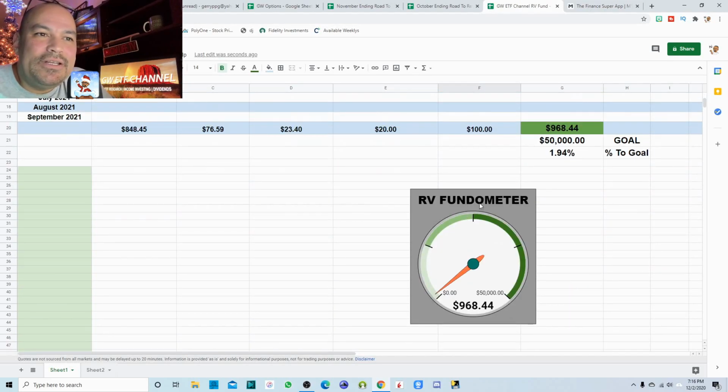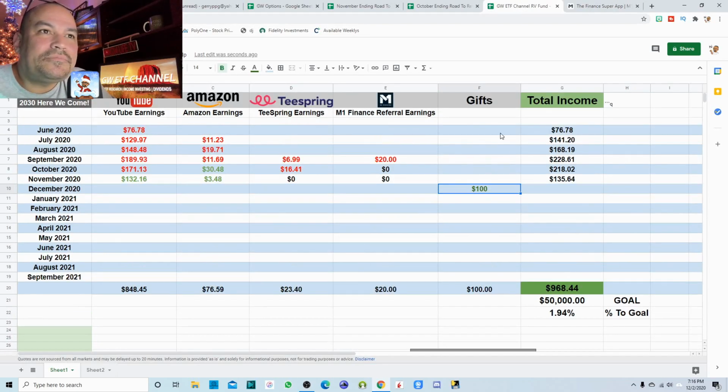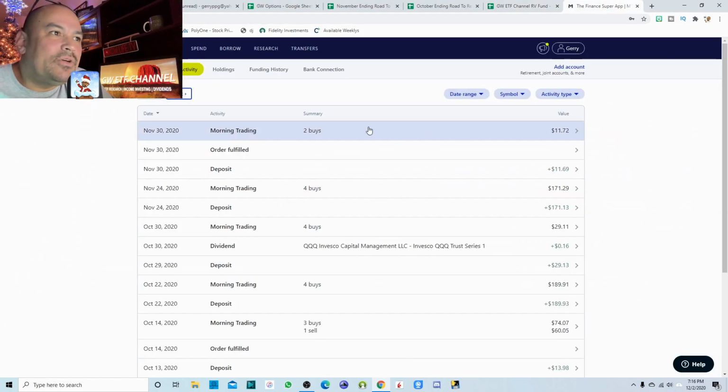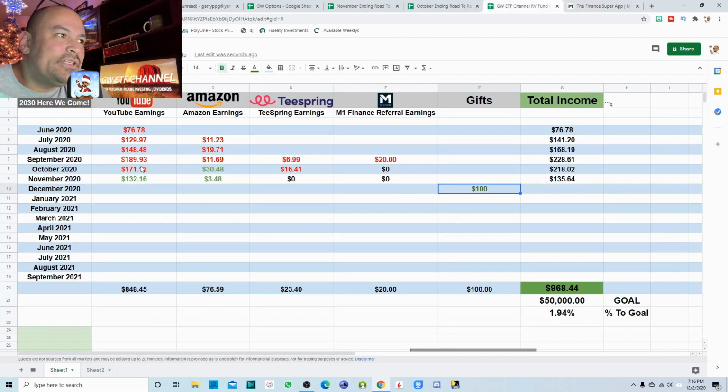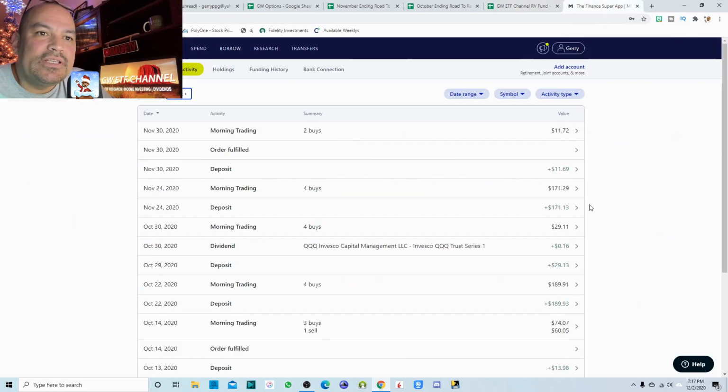The RV fundometer is right there, just inching along. So we'll look at the M1 Finance app, and you'll see, if it's in red, it's been invested. If it's in green, it hasn't hit the bank account yet. So for the month of November, I invested this YouTube earnings of $171.13 and the Amazon earnings of $11.69, and you'll see that reflected right there, $171.13, and a deposit of $11.69.